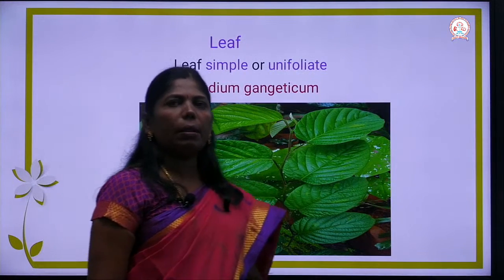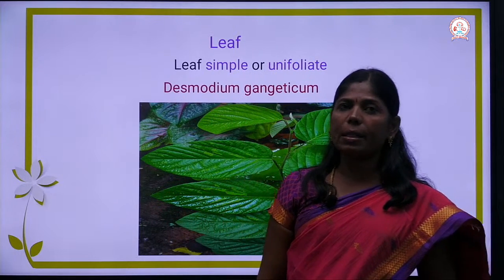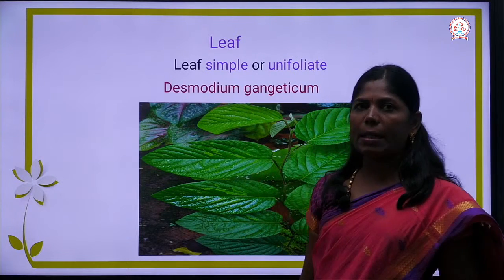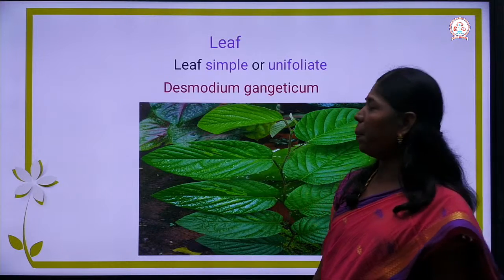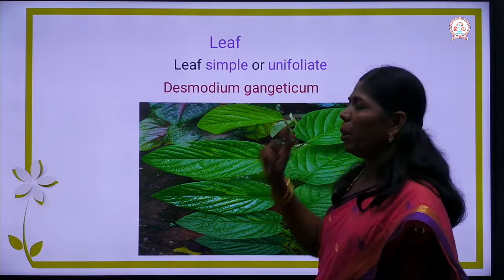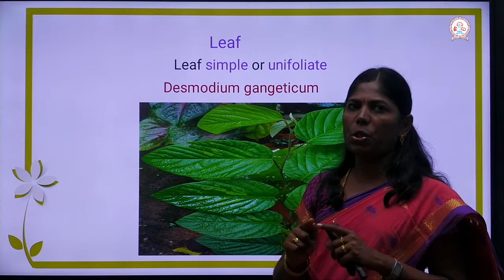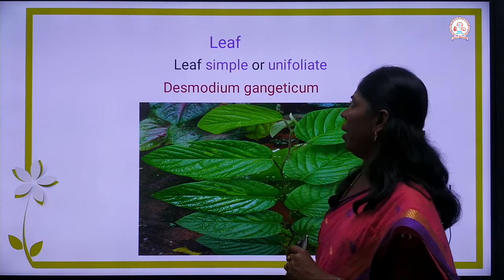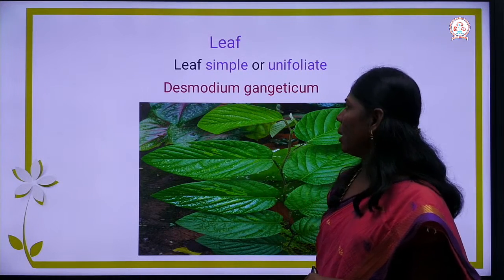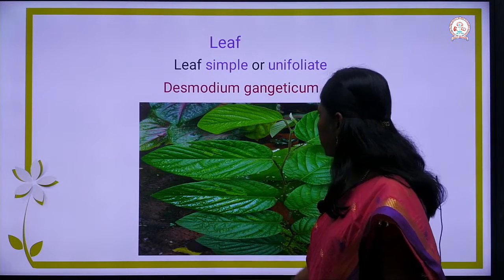So next we are going to see the leaf. What type of leaf is present? What type of venation is there? Already we discussed, reticulate venation is present. This leaf is simple and unifoliate in condition. Simple means oru node la irundhu oru leaf vanda, that is a simple leaf. Unifoliate means it has a single leaf at the tip of the petiole. Petiole la ore oru leaf irundha, unifoliate nu solrom. An example for that is Desmodium gangeticum.